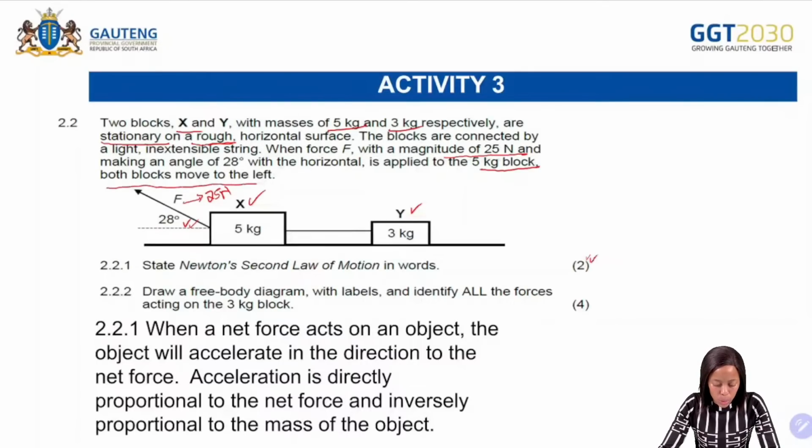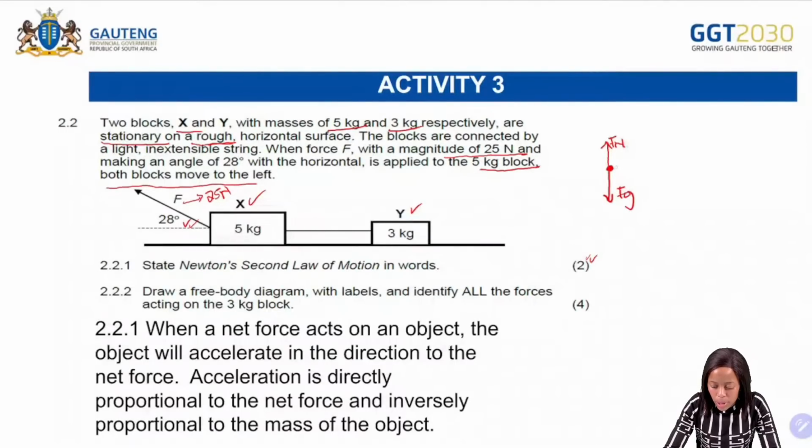Then 2.2.2, draw a free body diagram with labels and identify all the forces that are acting on the 3 kilogram block. When we draw a free body diagram, remember we represent the object using a dot. So what are the forces that we have on the 3 kilogram block? We have the normal force, and then we have the gravitational force there.